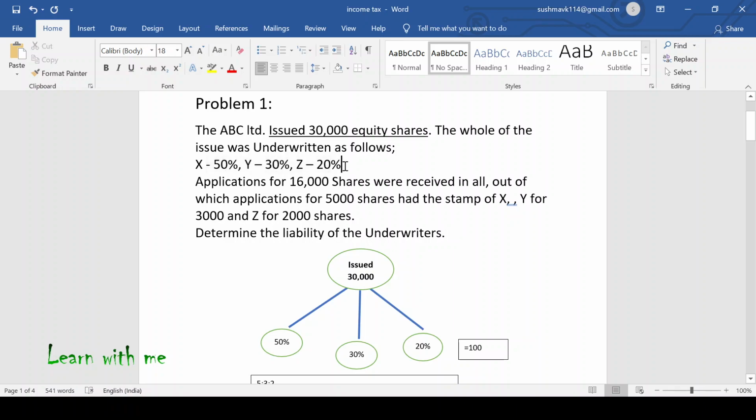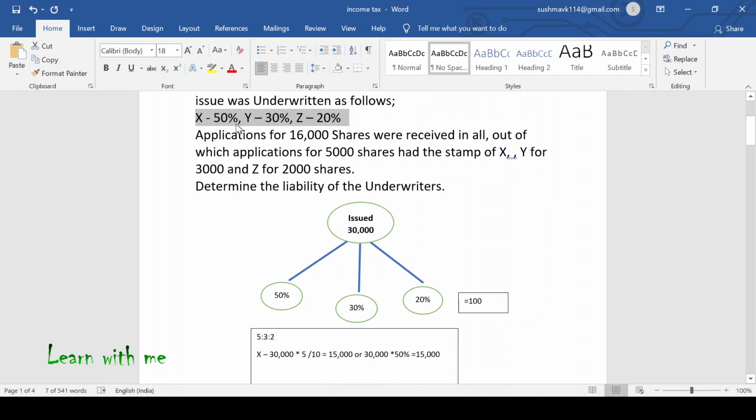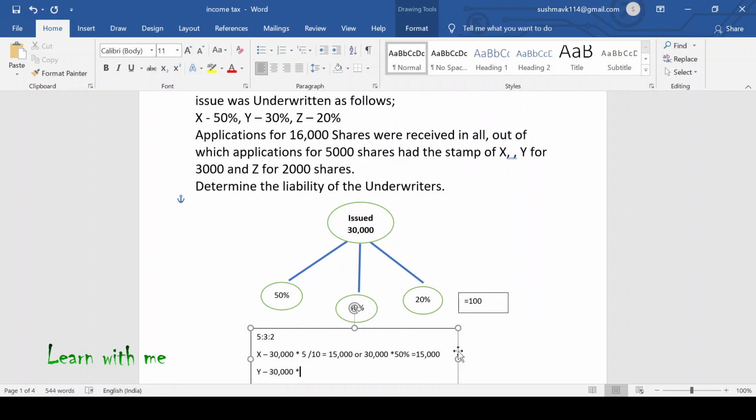So basically there is a 99 percent chance they will give the percentage only, so it will be easy for you. If they have given it in ratio form, don't worry, you can calculate by this method. Okay, so now what about Y? Again, it is 30,000 into the share of Y, which is 3 divided by 10. So it gives me 9,000.